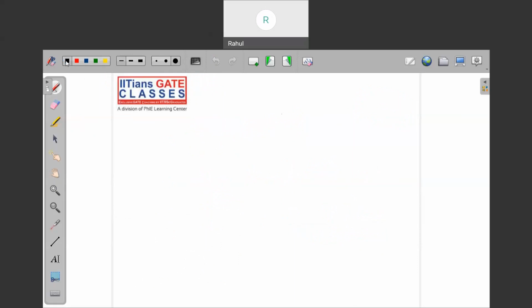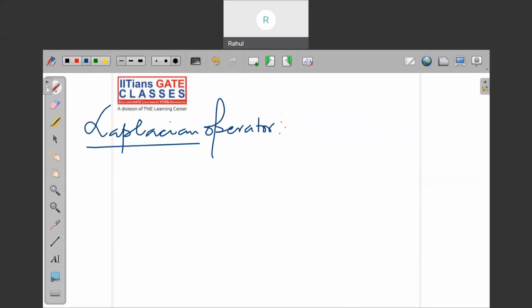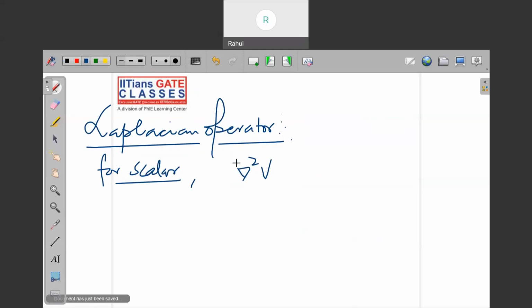So let's talk about the Laplacian operator as well, a very important operator. Laplacian operator exists for scalar and vector both, right? So for scalar, we will particularly discuss. The Laplacian operator is basically del square on a scalar, right? So del square V is known as the Laplacian. Del square is basically the Laplacian operator.